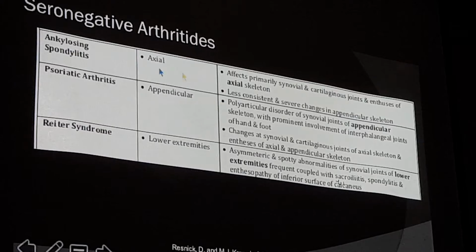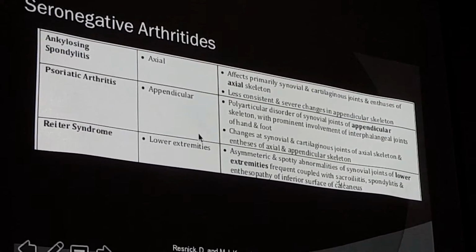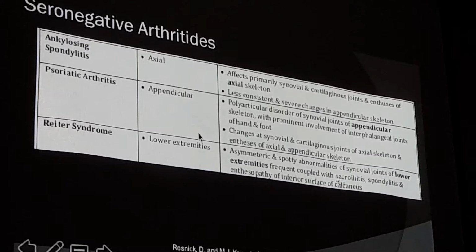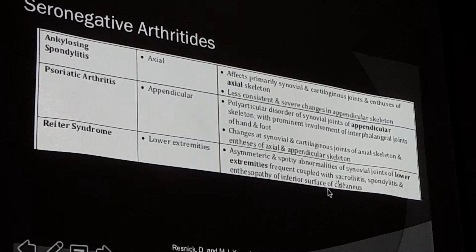And then we have your seronegative arthritis. Rheumatoid arthritis is seropositive for your rheumatoid factor. But what if you're seronegative for that factor? That's where other arthritides like ankylosing spondylitis, psoriatic arthritis, and Reiter syndrome come in. How to differentiate between them? Ankylosing spondylitis usually involves the axial skeleton. Psoriatic arthritis involves the appendicular skeleton. Reiter syndrome involves the lower extremities.